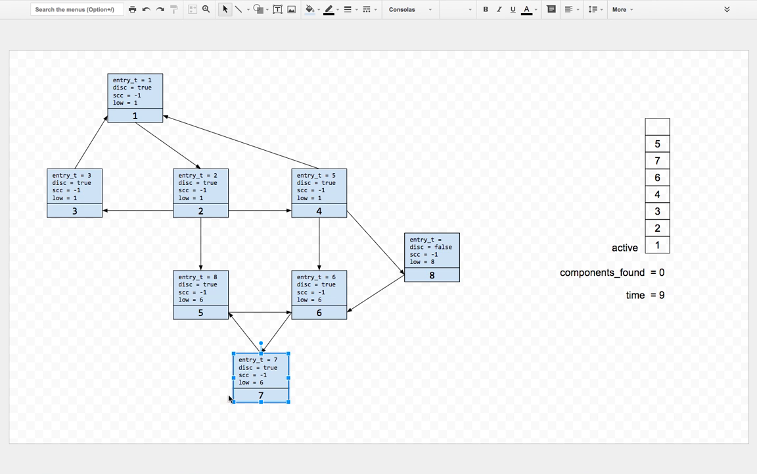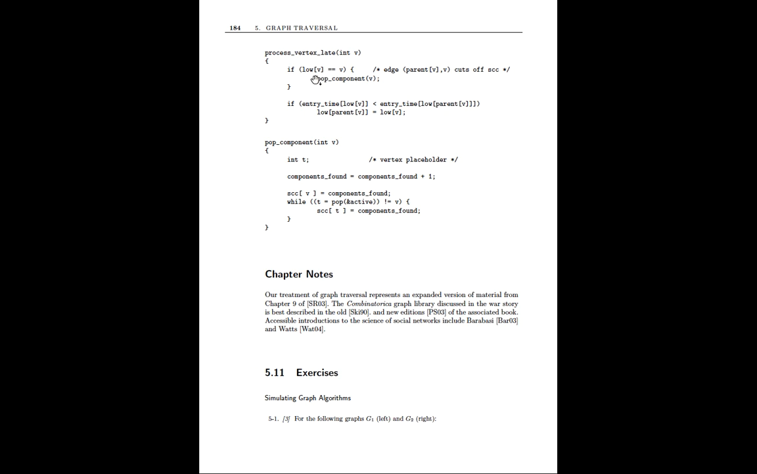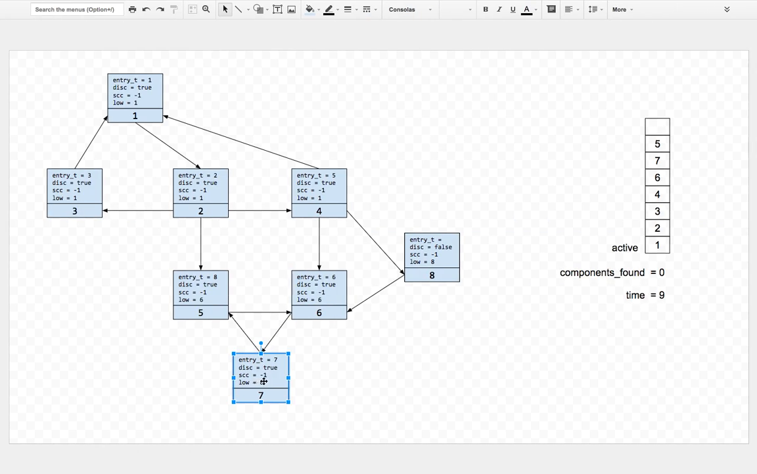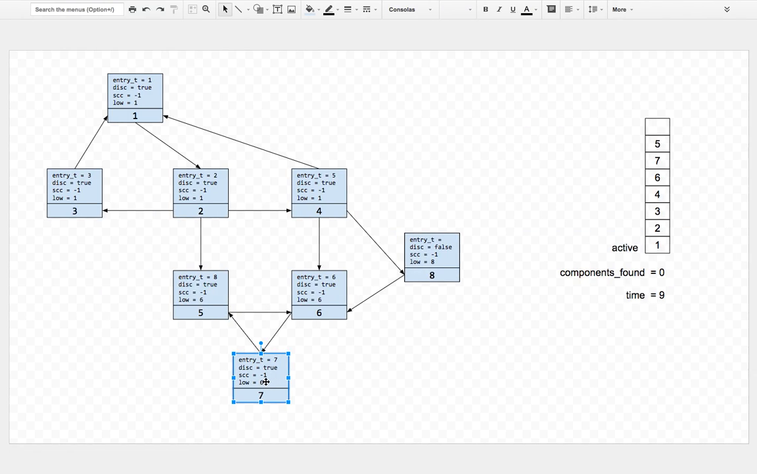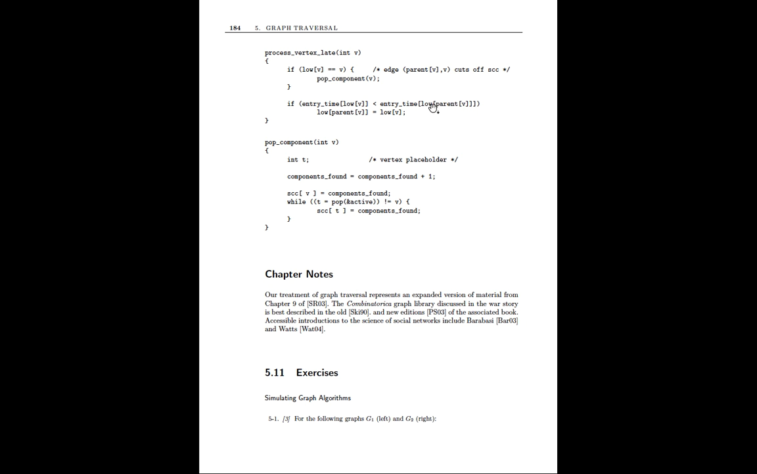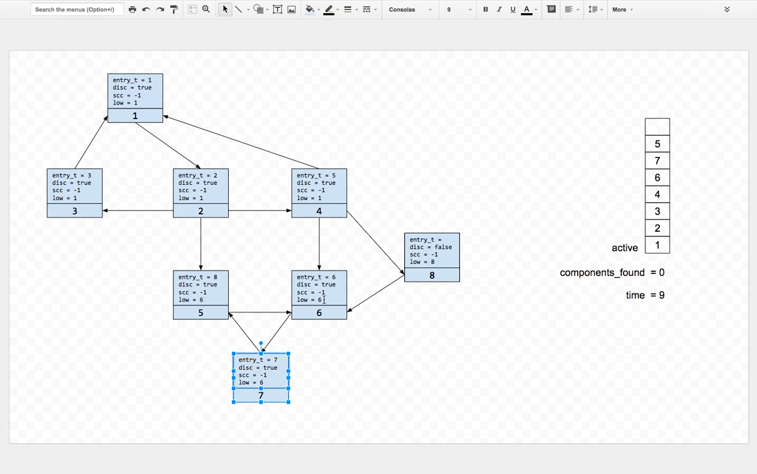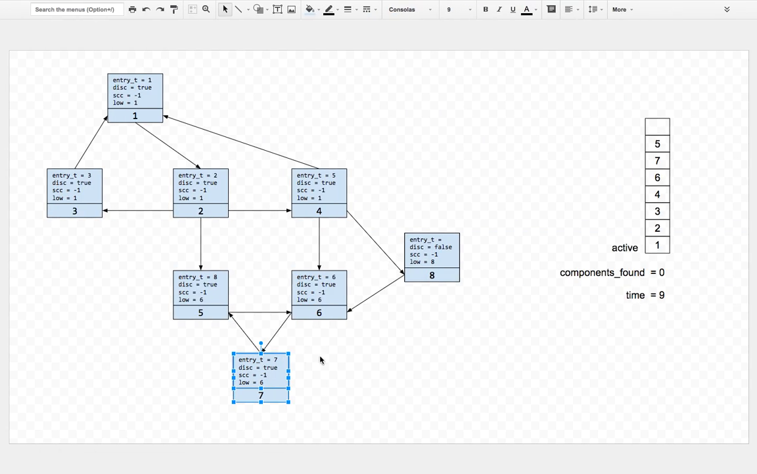There are no other outgoing edges for vertex 7, which means we're about to leave vertex 7, which means we process vertex 7 late. Go back to the process vertex late. If low of v equals v, 6 does not equal 7, so no, it does not. If entry time for low of v, entry time for 6 is 6, is less than entry time for the low of the parent of v, well, the low of the parent of v is also 6, so it's not less than, which means that we get to skip over this, and we have finished processing vertex 7.